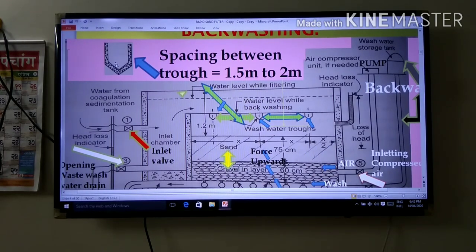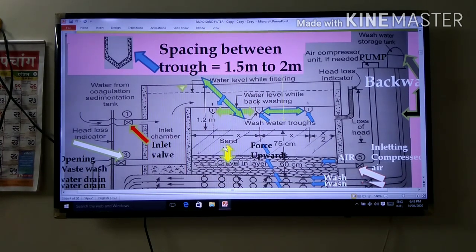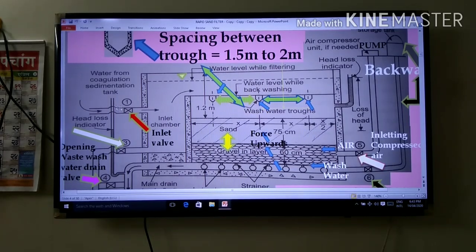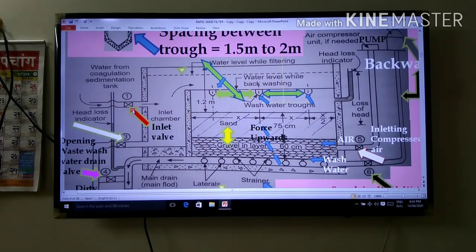This image is enlarged in position. These wash water troughs are provided at the time of backwashing. When the water is washed through, at that time the water is flowing. After that, the sand should not run through this media. Okay. Another thing provided in this figure is valve number 1. It is called the inlet valve.